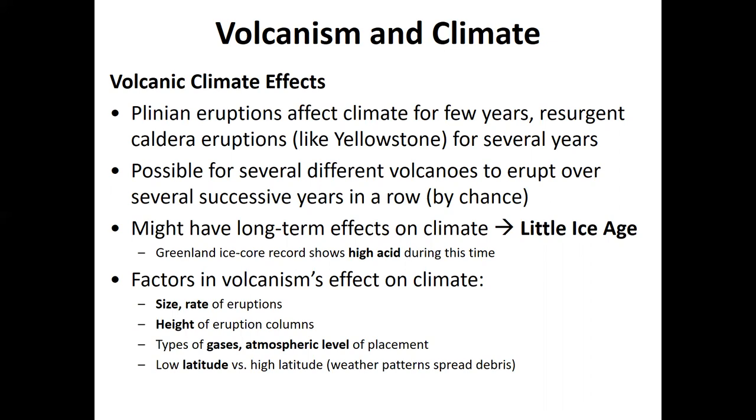So the factors of a volcanism's effect on climate are the size and rate of eruptions, the height of the eruptive column, how high in the atmosphere the material is erupted, the types of gases, the atmospheric level of placement, and low latitude versus high latitude. That is, how close the volcano is to the equator or how far away it is, because that influences how weather patterns spread the debris.